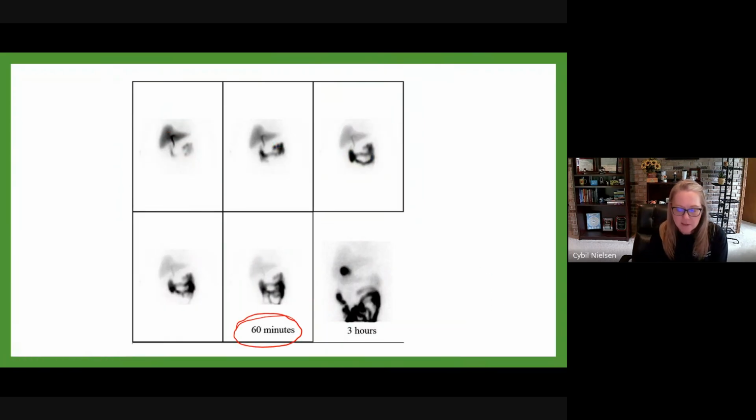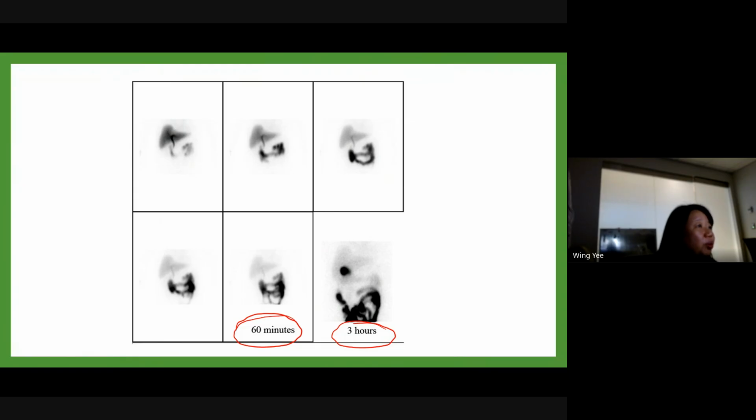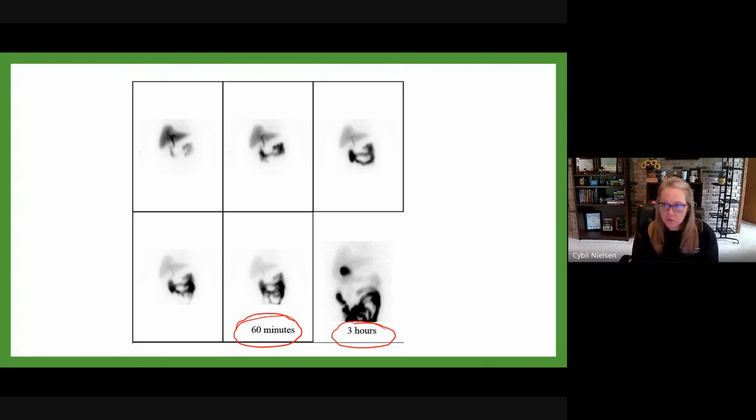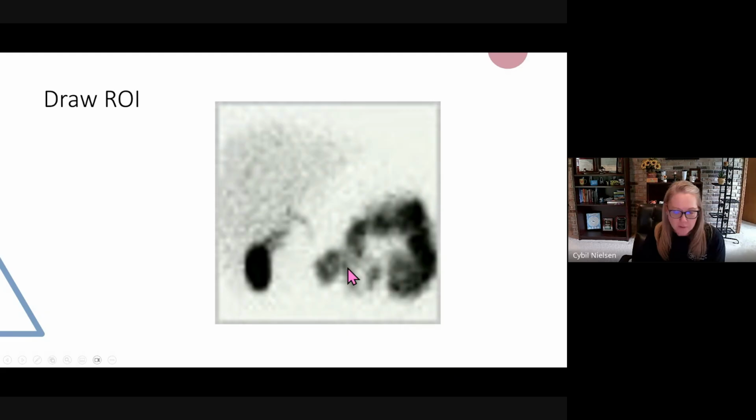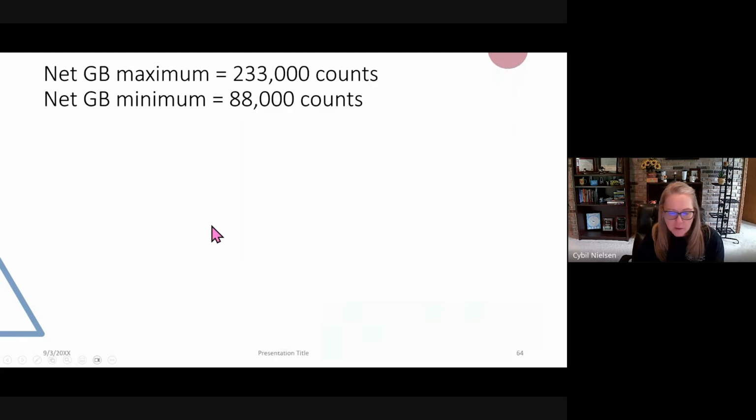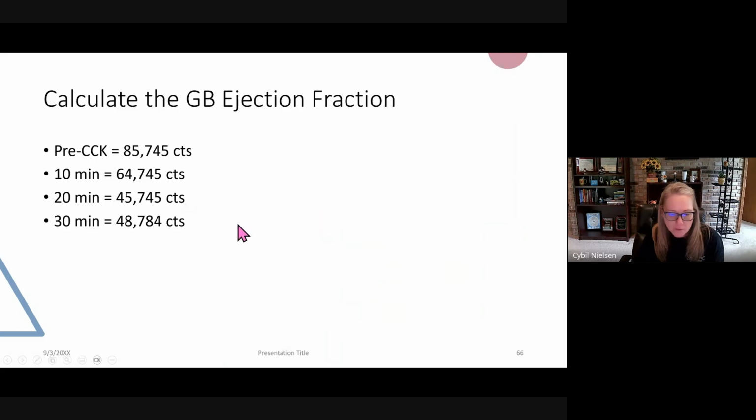All right, how about this one? Here's 60 minutes imaging and 3-hour imaging. So no gallbladder, but we see gallbladder at 3 hours. So that is chronic. Yes, very good. All right, we talked about that and that. Okay, we're going to go through this.